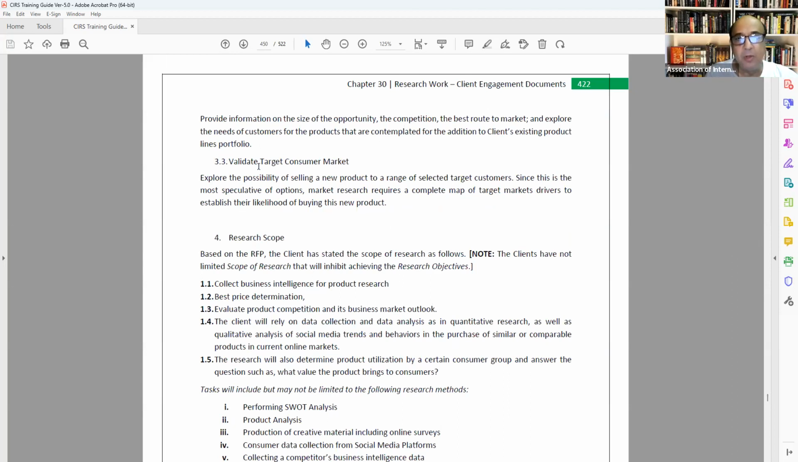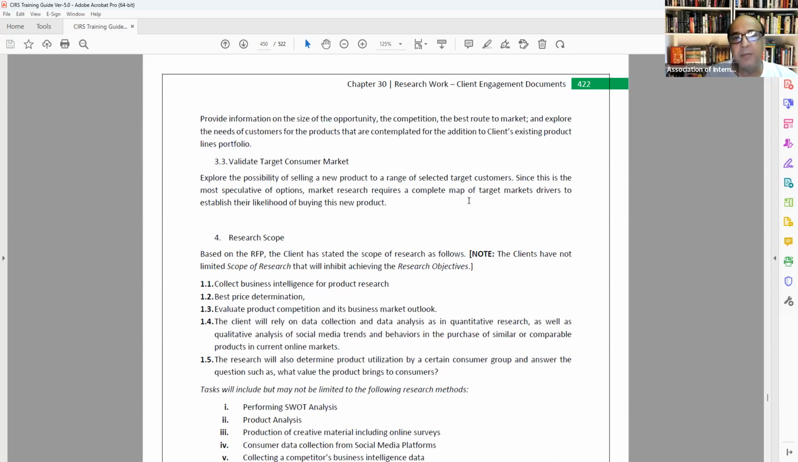Then you are also going to validate the target consumer market. So validation means that everything that is assumed, or that you have worked out based on the theoretical data that you have, is something that needs to be validated. So how are you going to validate that? You're going to give a detail of how you're going to approach it. So what are you going to do?